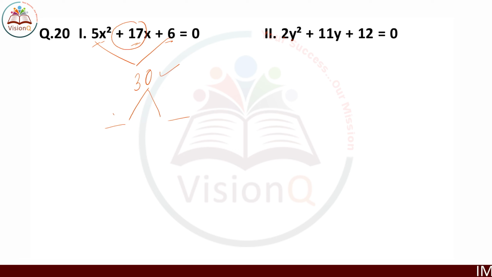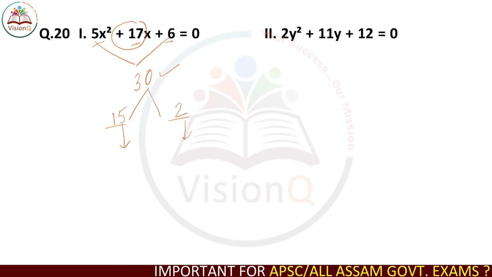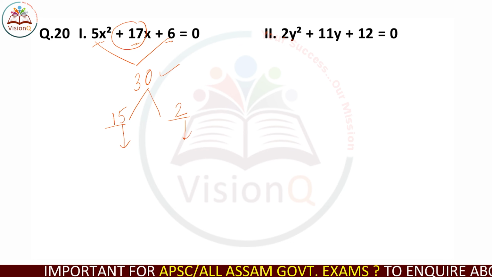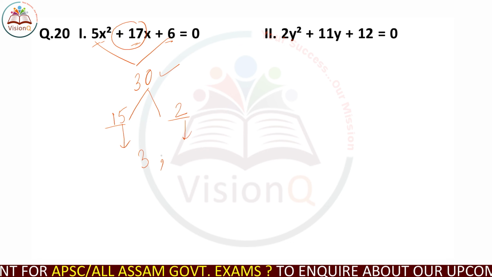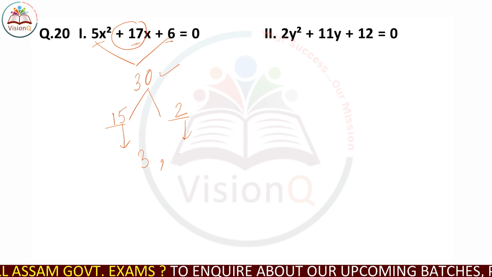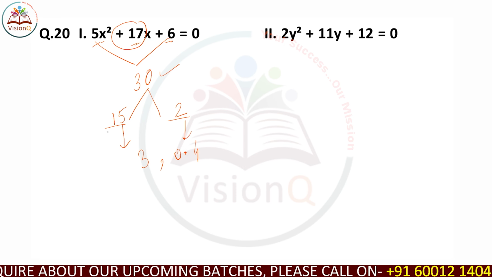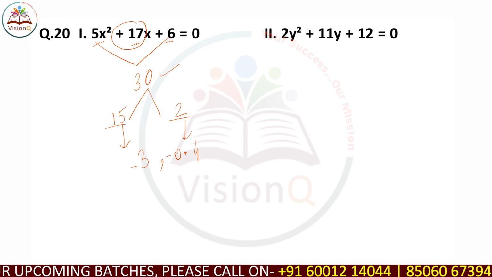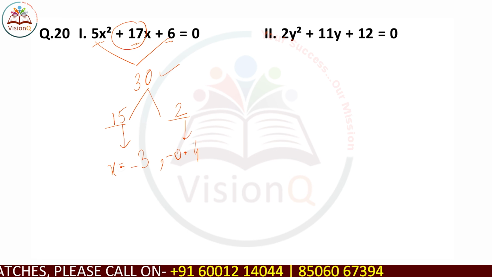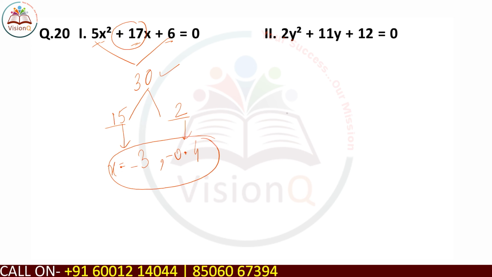So how to break? I have to break as 15 and 2. In the next step, divide by a and change the sign. If I divide 15 by 5, I get 3. And if I divide 2 by 5, I get 0.4. And change the sign. So plus plus becomes minus minus. So these are the values of x: minus 3 and minus 0.4.